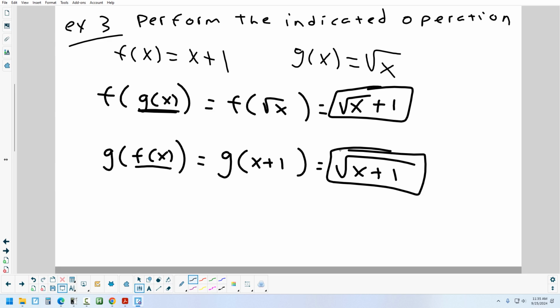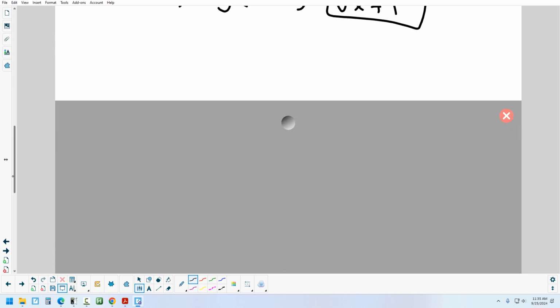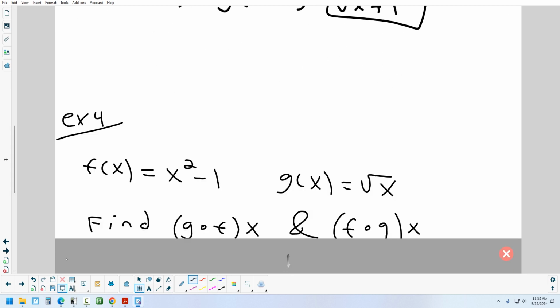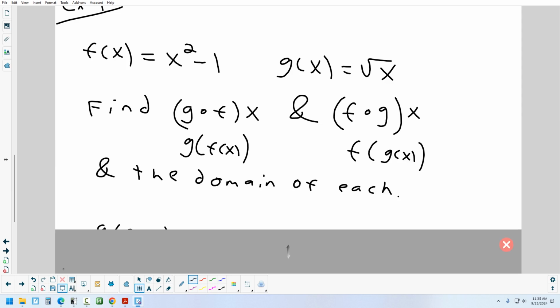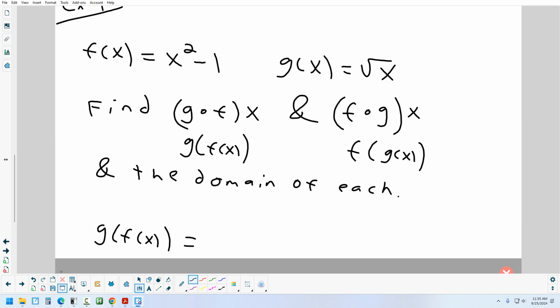All right, now let's try finding a domain. I do a lot with square roots because square roots is something that can be tricky, and you have to know what you're doing when you find the domain. So this one says to find, I would just write the bottom notation, g of f and f of g. Okay, let's start with g of f. Take the inside function and replace it with the formula, x squared minus 1.